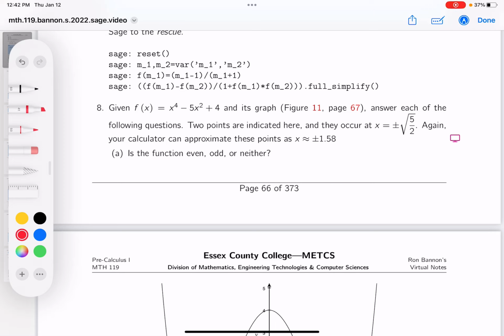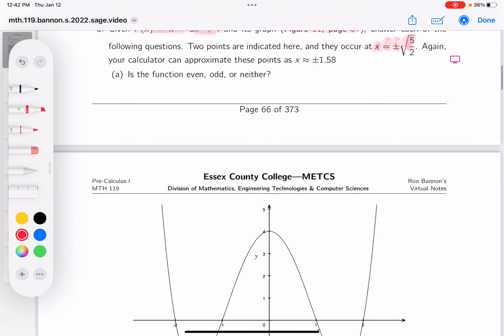Okay, you're given the function, you're given a picture of it, and you're told some things about the function. For example, it says there's 2 points that are indicated. And again, we'll look at the graph, and they say those points are where x equals plus or minus the root of 5/2. All right?